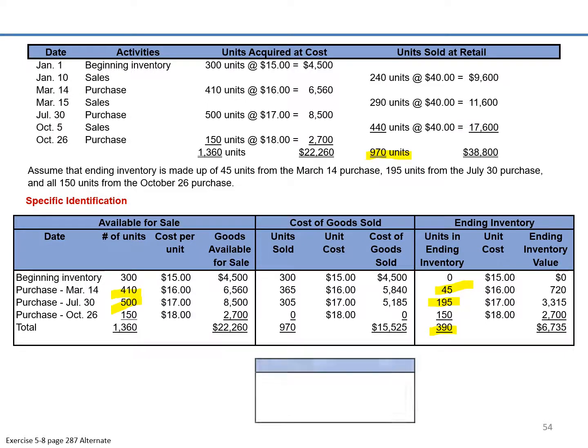So they want us to compute the gross margin or gross profit. So we start with sales of 38,800, which they give us at the top, less our cost of goods sold of 15,525 for total gross margin of 23,275.